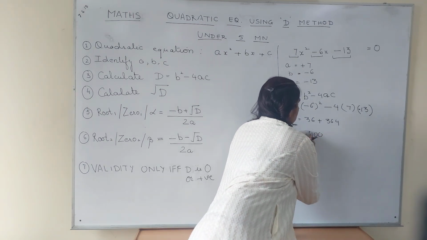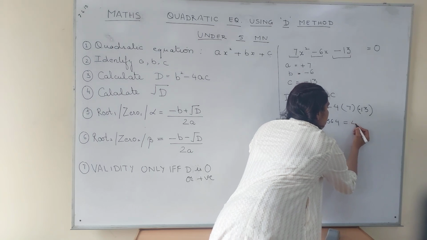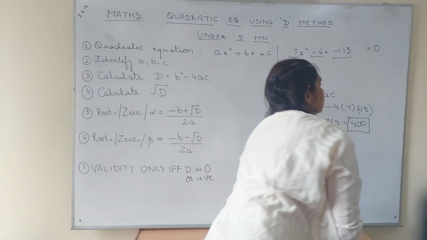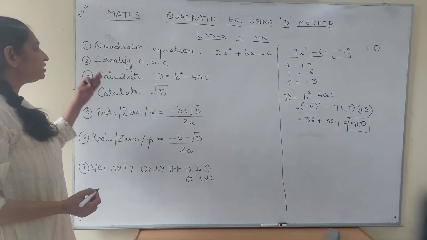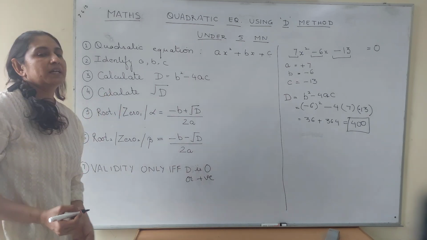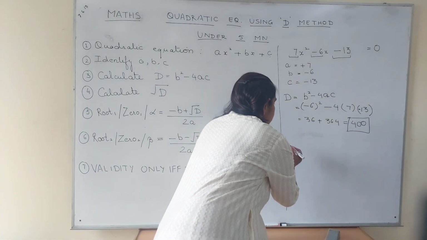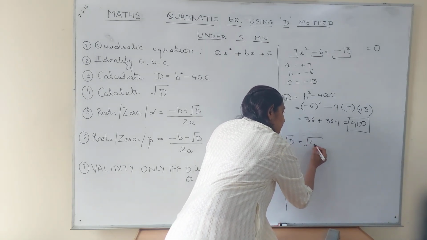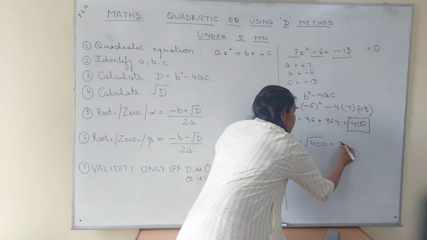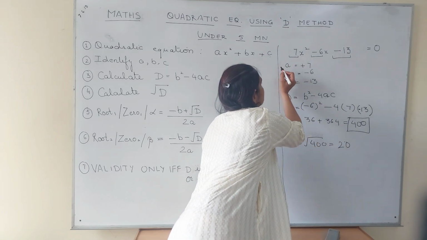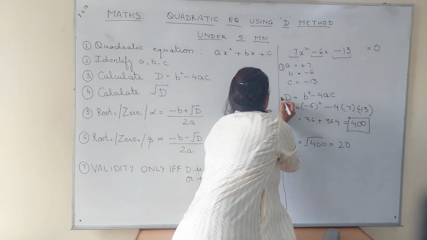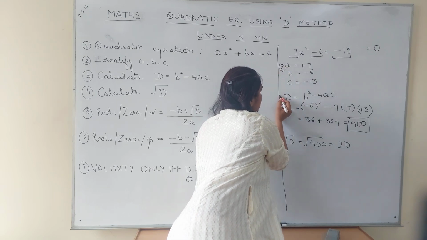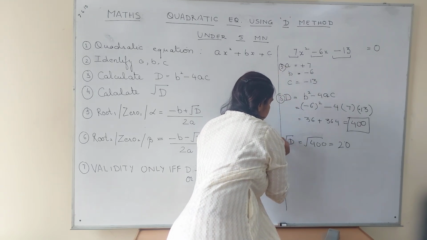So we've got the value of D. This is an important value which you must always bold up. Now, after you've calculated D, what you have to do is find root D. The next step is finding root D. Root D is root 400 in our example, and that will be 20. Alright, so this is the first step, this is the second step, this is the third step, and this is the fourth step.